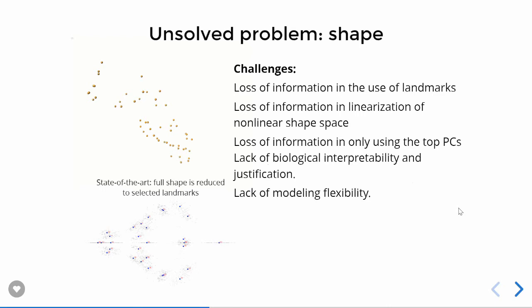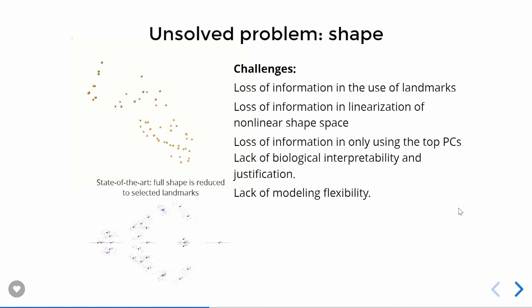Well, first of all, this idea about using landmarks. There's a lot of information lost in using all these landmarks that have to be measured up. Then there's also a lot of information lost in the linearization of the non-linear shape space. That's what happens when you use the PCA. And then typically you only use the top PCs. There's also lots of information lost there.